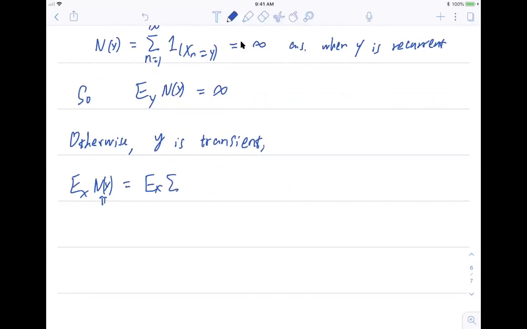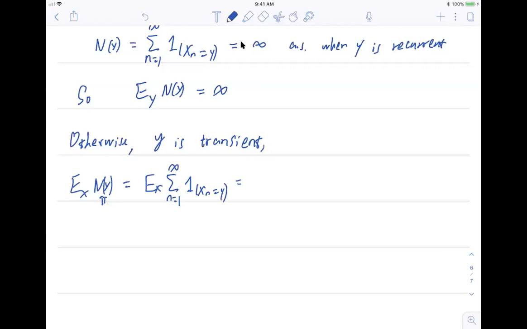the indicator that Xn equals y. This counts how many times the Markov chain visited y. Okay, so what's that?